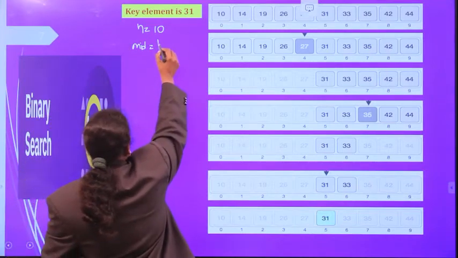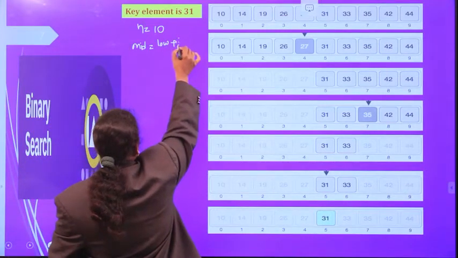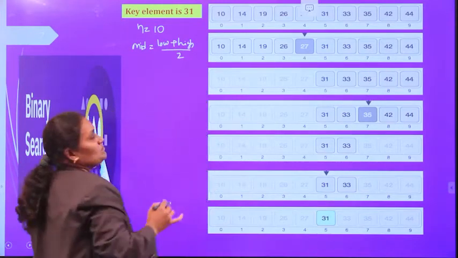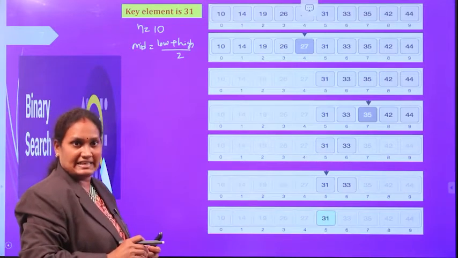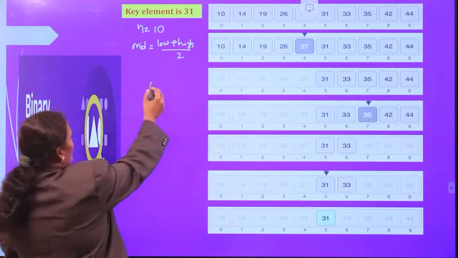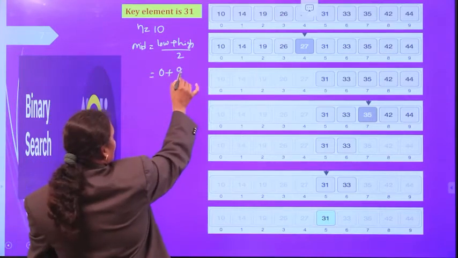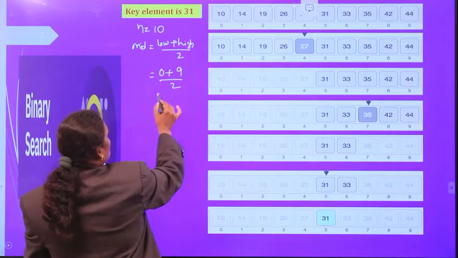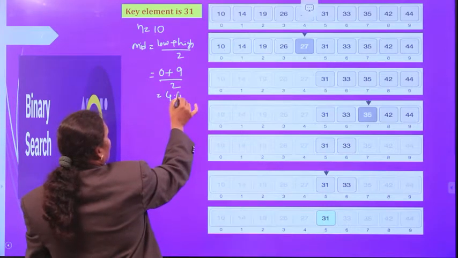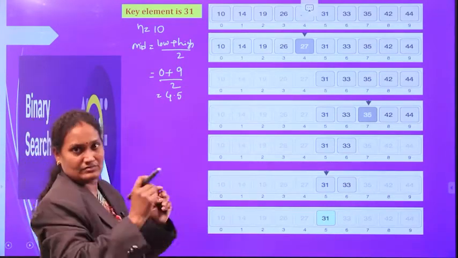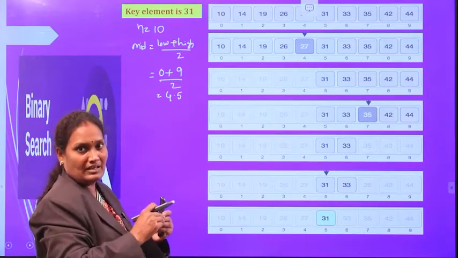Mid is low index plus high index by 2. What is the mid value? Low index plus high index by 2. What is low index? 0. What is high index? 9. 9 by 2 gives 4.5. Here we can take either 4 or 5.